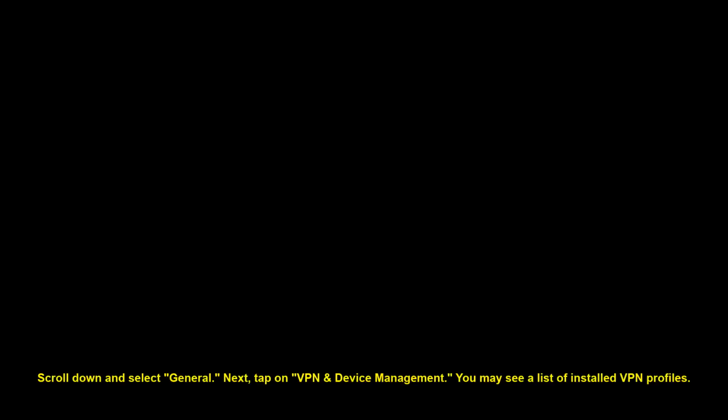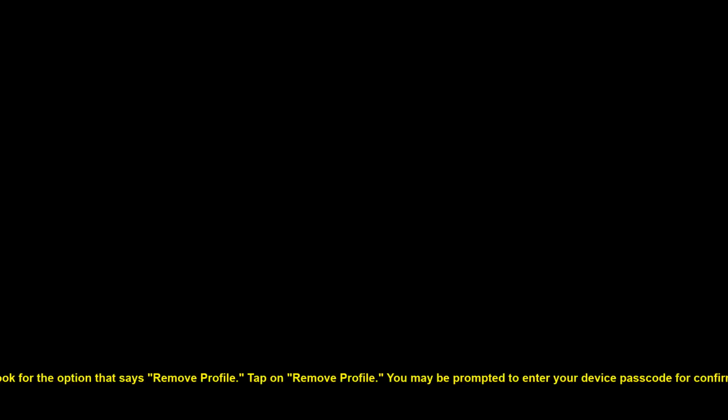You may see a list of profiles. Find the VPN profile you want to remove. Tap on that VPN profile to open its settings. Now, look for the option that says Remove Profile. Tap on Remove Profile. You may be prompted to enter your passcode and tap Remove again.